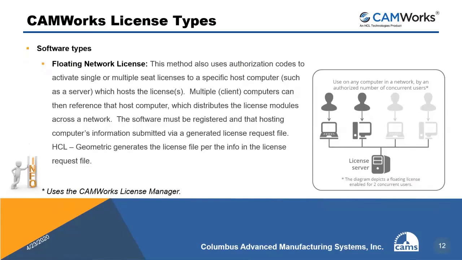Okay, and for the floating network license, this method also uses authorization codes to activate a single or multiple seat license to a specific host computer, such as a server, which hosts the license. Then multiple client computers can reference this host computer, which distributes the license modules out across the network. The software must be registered, and that hosting computer's information is submitted via a generated license request file, similar to the standalone license. Then HCL generates the license file per the info in that license request file.